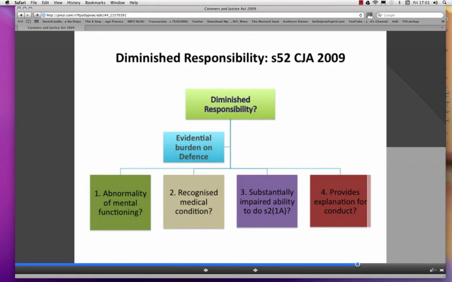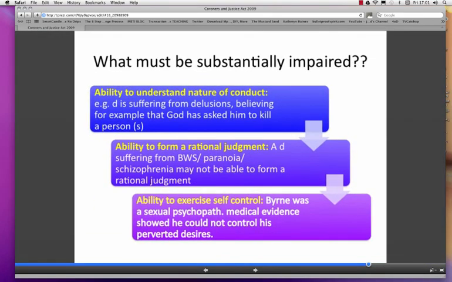Let's look at that third component now. So the recognised medical condition that causes the abnormality of mental functioning must have substantially impaired the ability of the defendant to do one or more of the following. Remember, it doesn't have to be all three. It's one or more of the following.